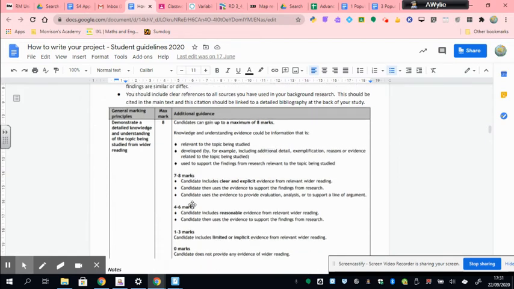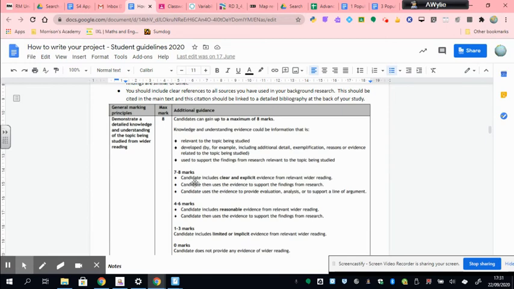So for 7 or 8 marks, you have given clear and explicit evidence that you have done relevant wider reading. And relevant wider reading means that you've looked online, you found lots of interesting sources of information that deal with your topic area. Okay, and the reason it's relevant is you've then linked it into your research question. Okay, so that's what it means to be clear and explicit. You've used evidence to support your findings and research.